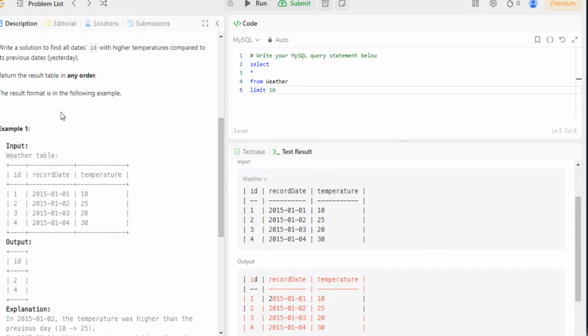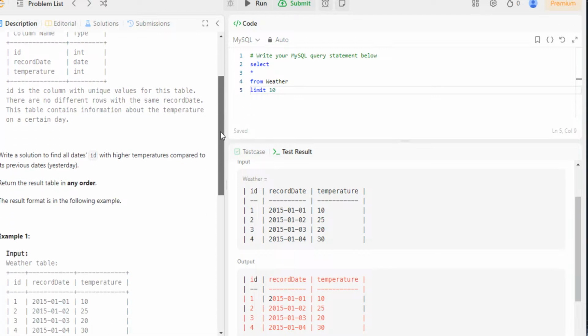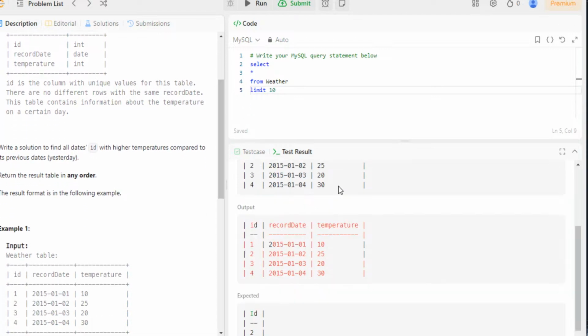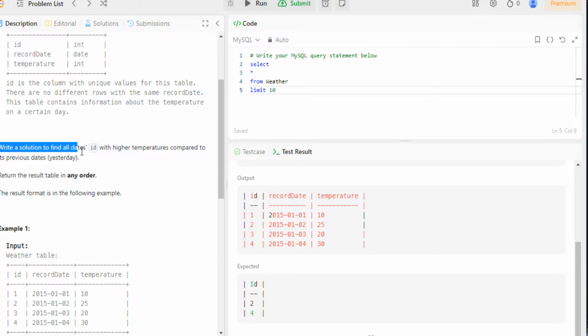So we want to find, let's redo that. It only wants the ID, it doesn't want any extra. Write a solution to find all dates' IDs with higher temperatures compared to its previous day, its date yesterday.